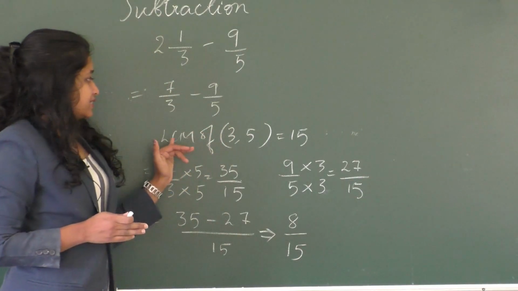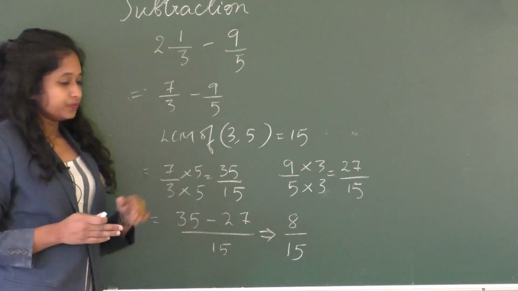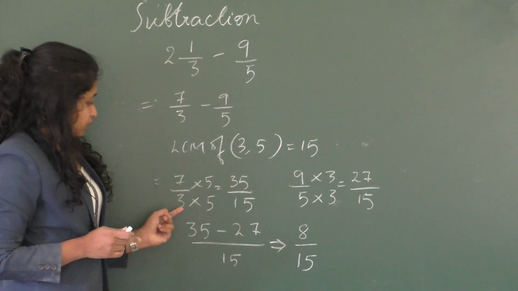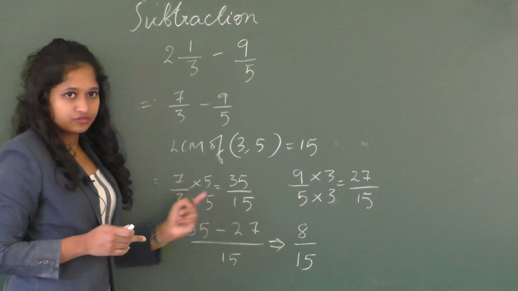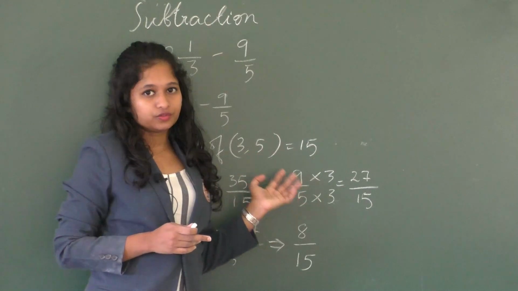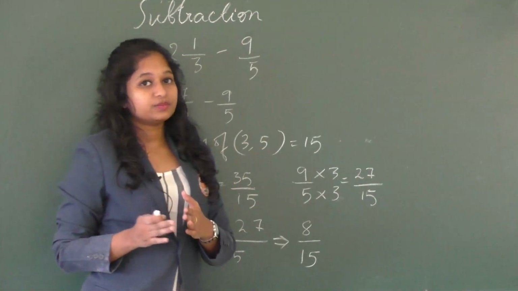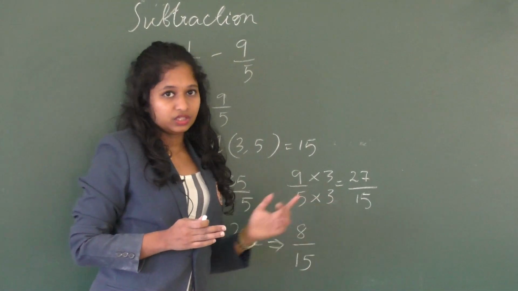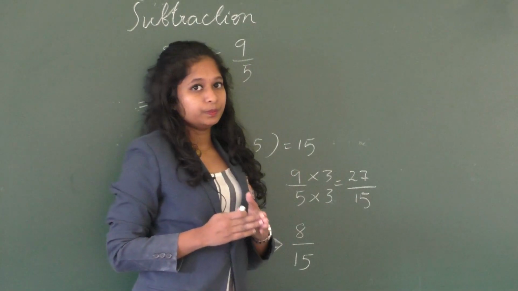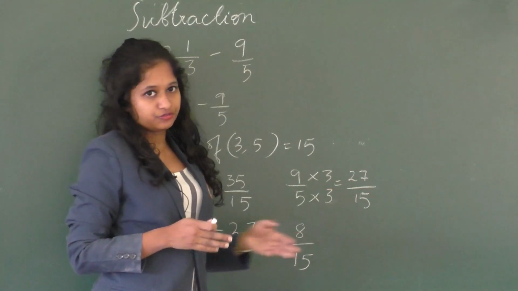Now, the LCM of 3 and 5 is 15. So, take 7 by 3 first. When you multiply 3 by 5, we get 15. So, multiply 7 also by 5. So, we get 35. So, 35 by 15. In the case of 9 by 5, when you multiply 5 by 3, we get 15. So, multiply 9 also by 3. So, we get 27 by 15.